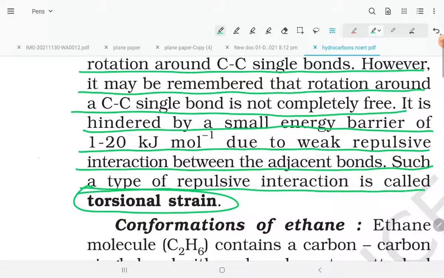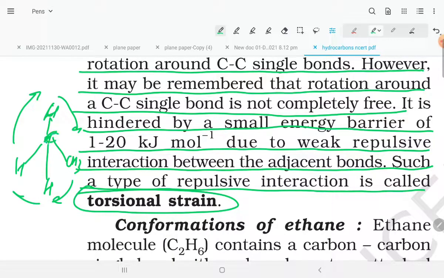Means whatever the rotations are there, student, suppose these are the hydrogens, again hydrogen, again hydrogen, here CH3. So they are saying that this rotation is not free, student. Why? Because there is a small energy barrier of 1 to 20 kilojoules due to weak repulsive interaction between adjacent bonds. Such a type of repulsive interaction is called torsional strain.